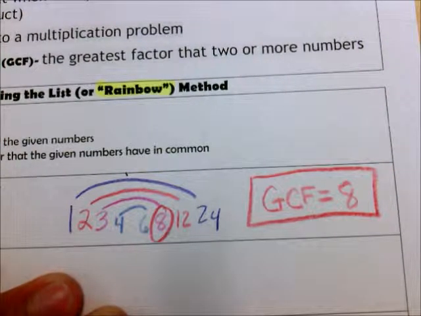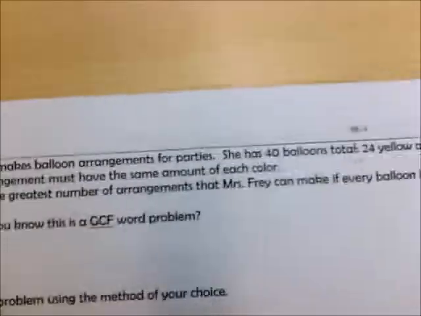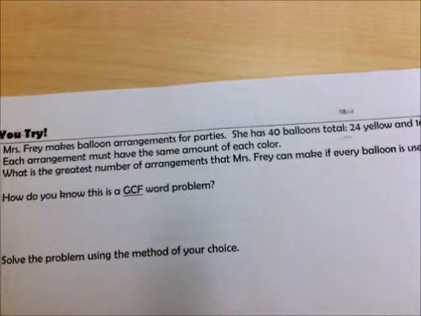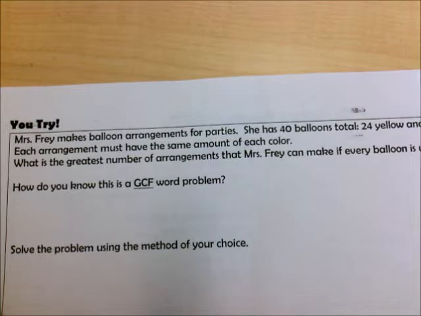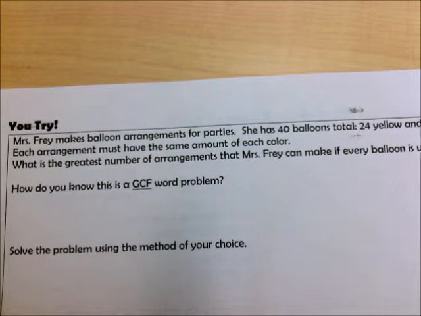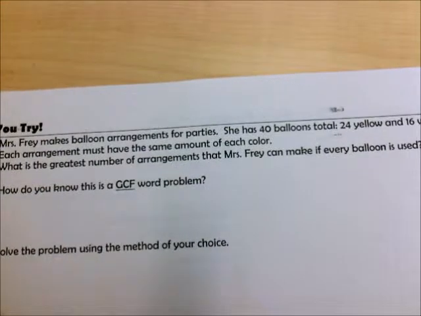So our students are going to see problems just like this, but they could also see a word problem. And here's a nice word problem for us. Mrs. Fry makes balloon arrangements for parties. She has 40 balloons total, 24 yellow and 16 white. Each arrangement must have the same amount of each color. What is the greatest number of arrangements that Mrs. Fry can make if every balloon is used?